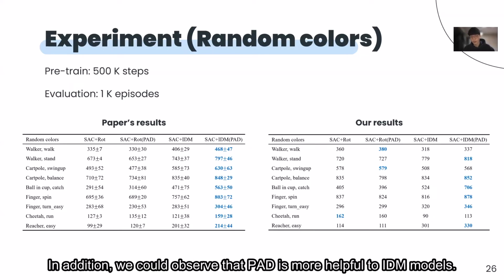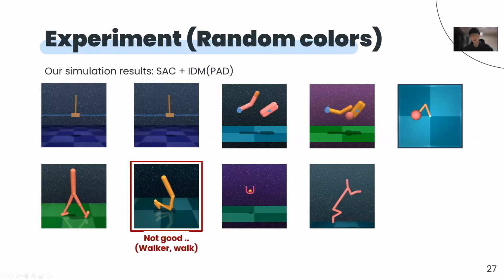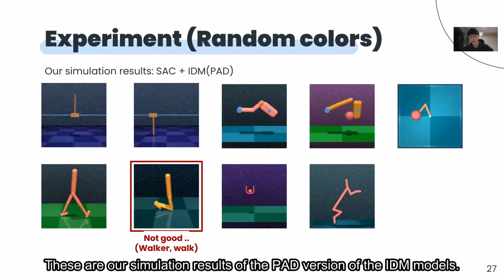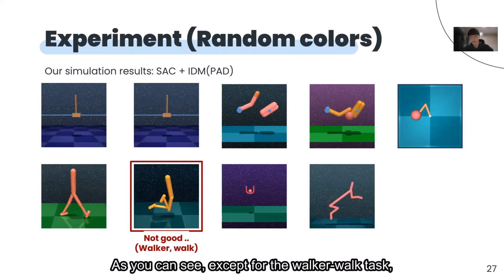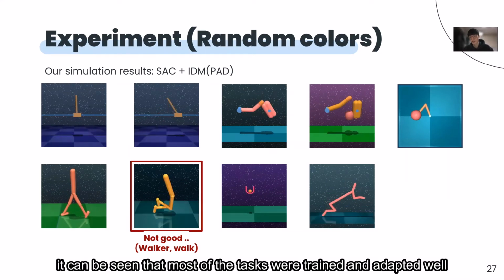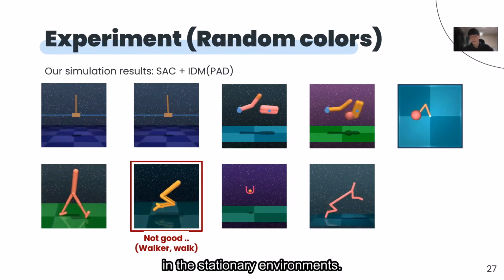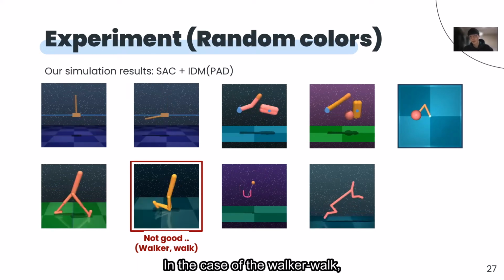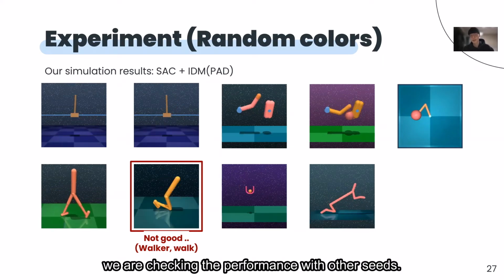In addition, we could observe that PAD is more helpful to IDM models. These are our simulation results of the PAD version of the IDM models. As you can see, except for the walker task, most of the tasks were trained and adapted well in the stationary environments. In the case of the walker, we are checking the performance with other seeds.